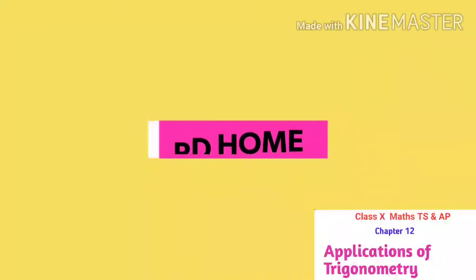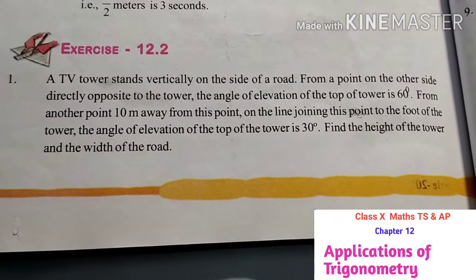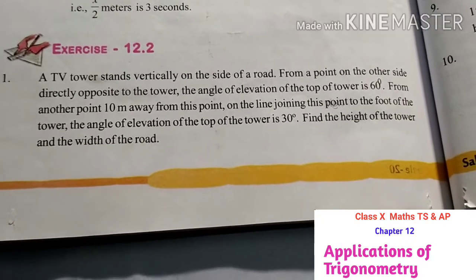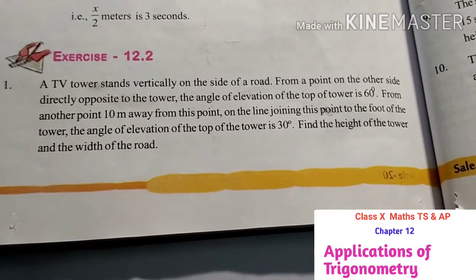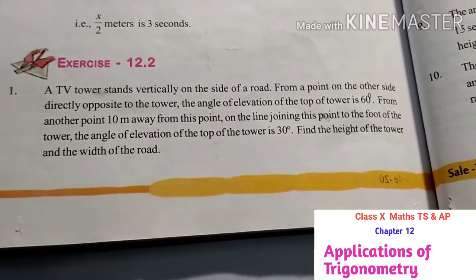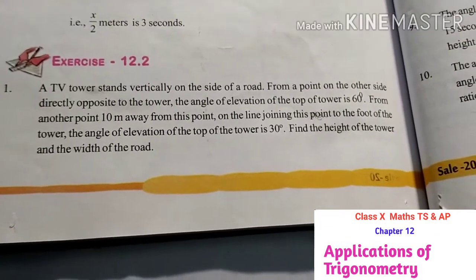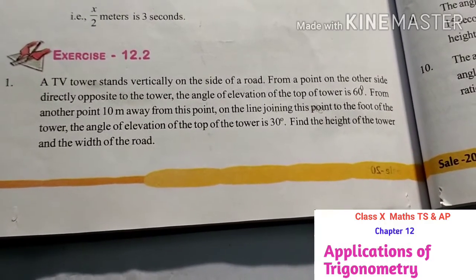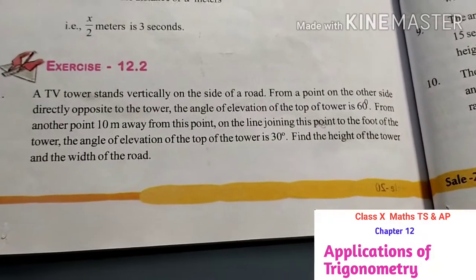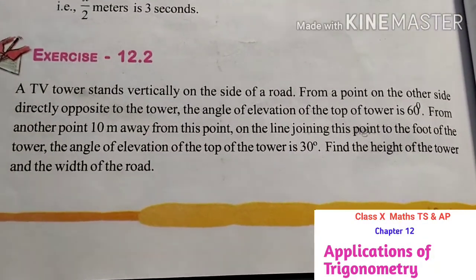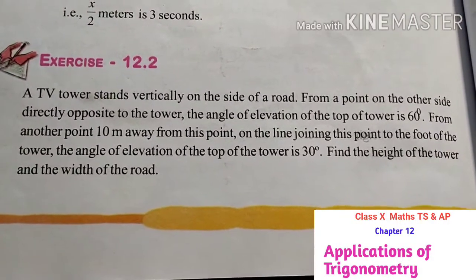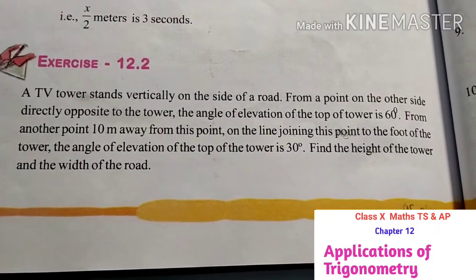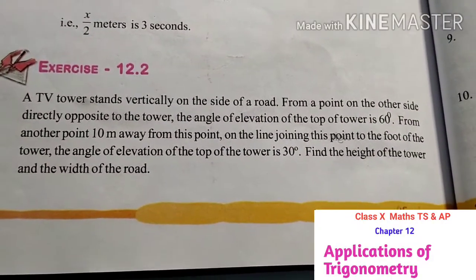In this video, we will discuss class 10th maths. Exercise 12.2 question number 1. A TV tower stands vertically on the side of a road. From a point on the other side, directly opposite to the tower, the angle of elevation of the top of the tower is 60 degrees. From another point 10 meter away from the point, on the line joining this point to the foot of the tower, the angle of elevation of the top of the tower is 30 degrees. Find the height of the tower and width of the road.